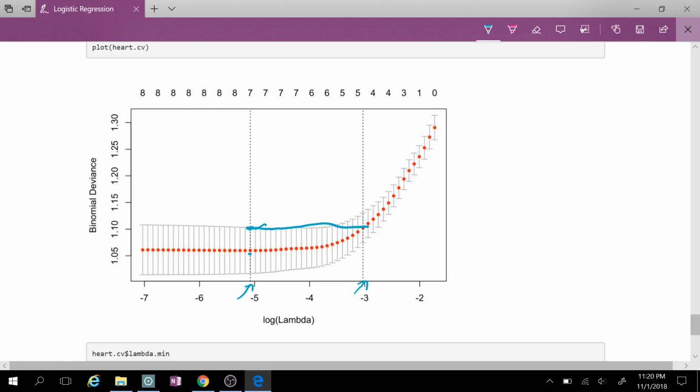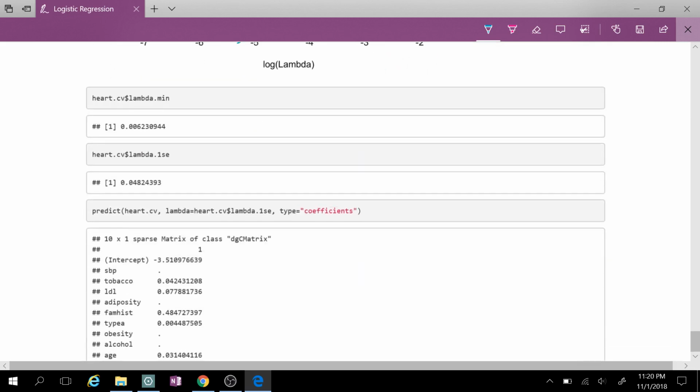So if you really care about prediction error, use the model determined by lambda min. But for variable selection, let's look at 1SE. Here's how you extract the coefficients. You're going to find some of the coefficients are exactly 0. And similar to AIC and BIC, lasso also ends up picking a model with 5 features.